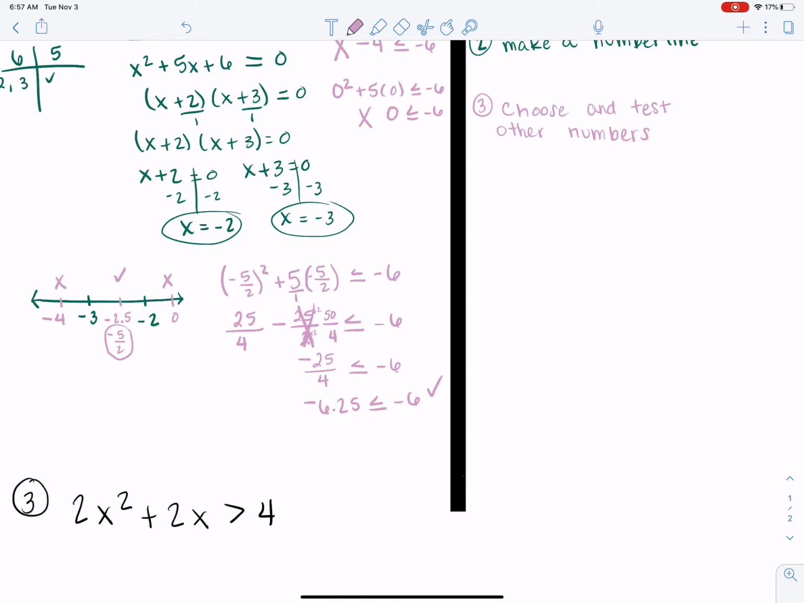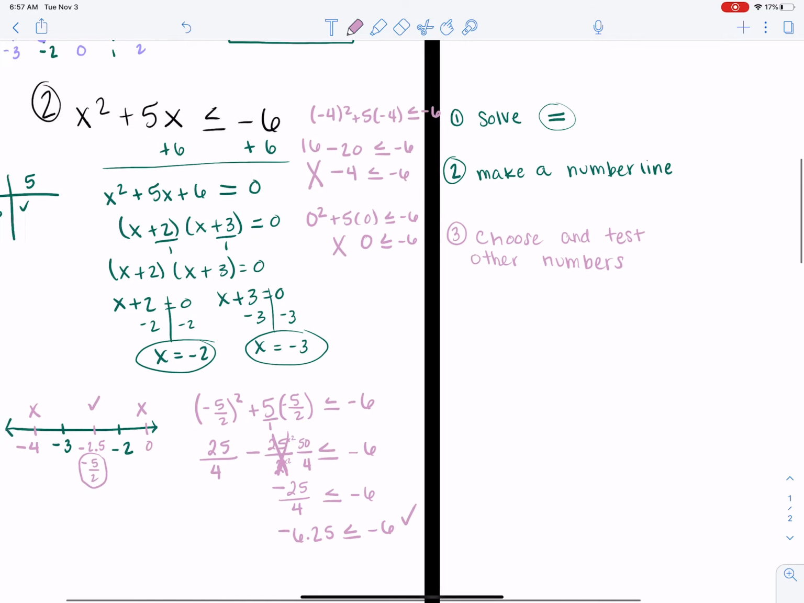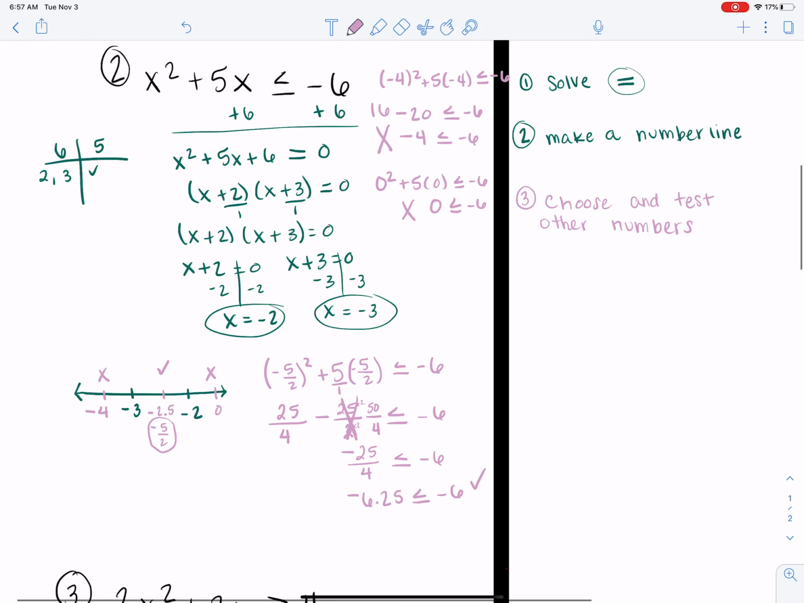That means we're going to shade. First of all, we need to know, do we need open circles or closed circles on -3 and 2? Because of the or equal to, we're going to use closed circles. And we just proved we're going to shade inside.